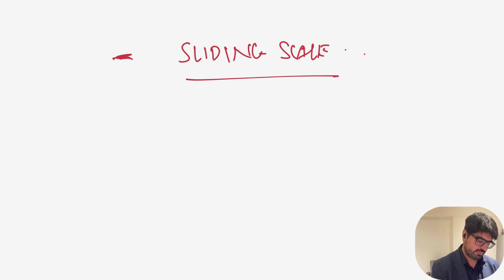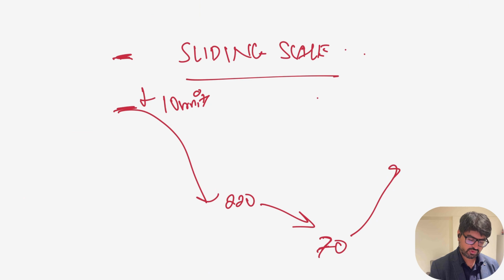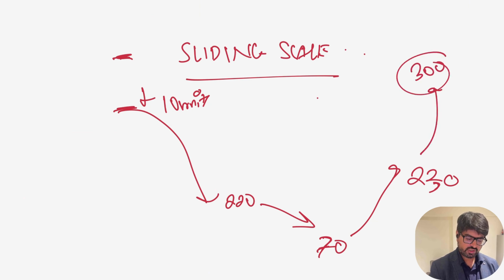So what happens is, patient blood sugar is 300, you give insulin, right? Let's say you give 10 units of regular human insulin, blood sugar comes down to 220. Now somebody says, okay, give more insulin. So it comes down to, let's say, 70. Okay, so blood sugar goes down. Now the patient eats, again it shoots up to 230. So again it goes up, right? Again, you wait for some time, it goes to 300, right? So you are doing this topsy-turvy.